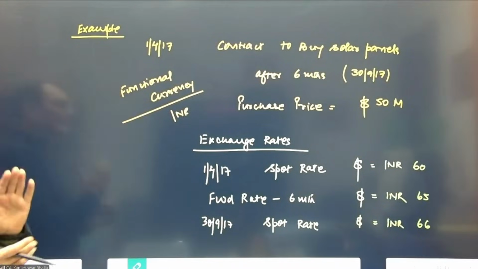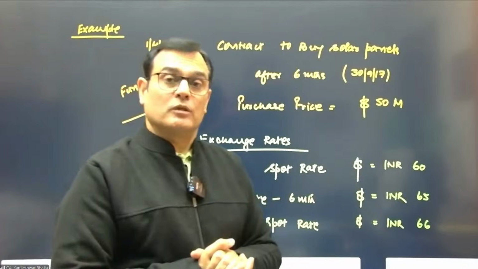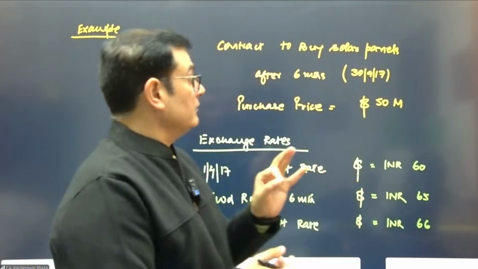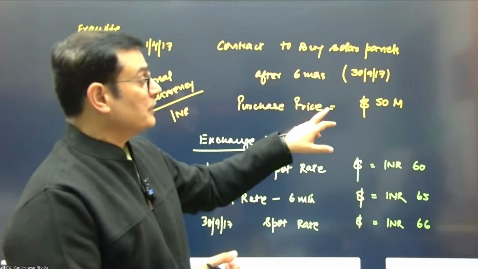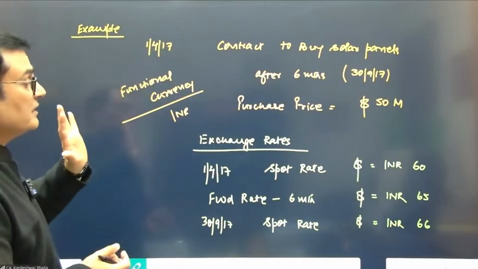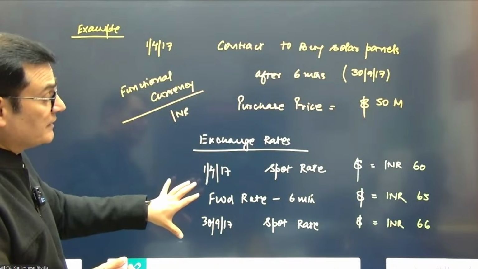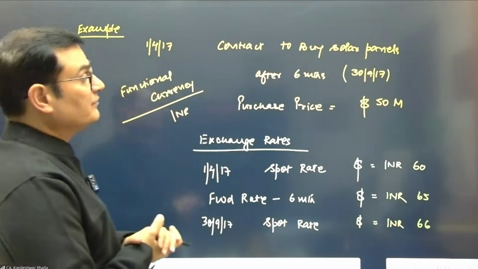So the company has entered into the contract to buy solar panels today, to be purchased 6 months later. And this is $50 million in foreign currency, though my functional currency is INR. Exchange rates on 1st April, the forward rates and the spot rate on 30th September, everything is given.